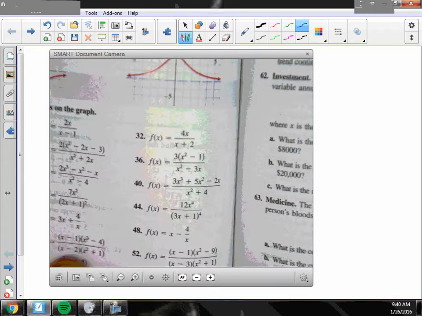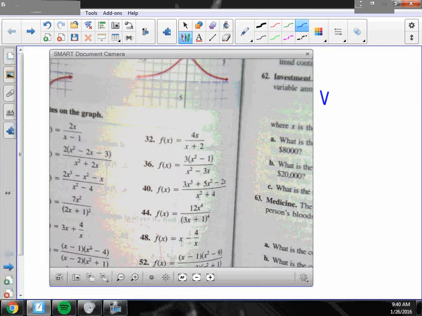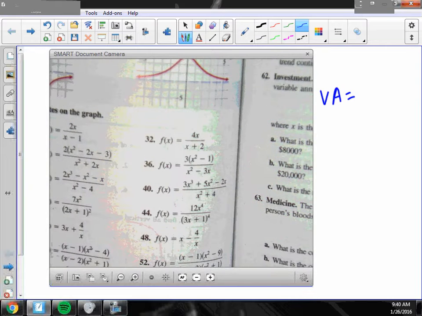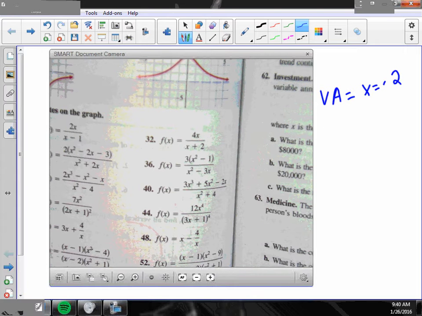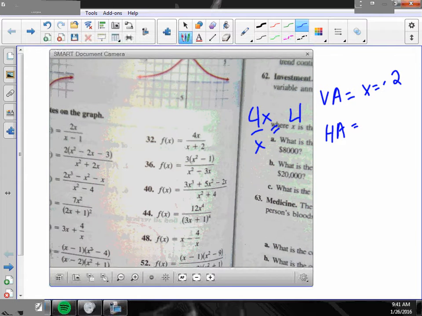32. This has a VA at x equals -2, and where is the HA? So if I divide the first two terms, 4x over x gives me 4. So the horizontal asymptote is y equals 4. That's a y.